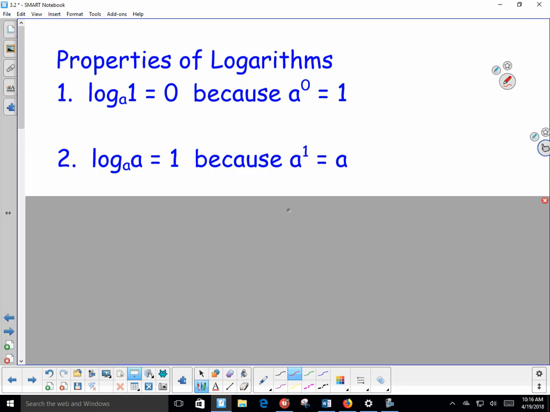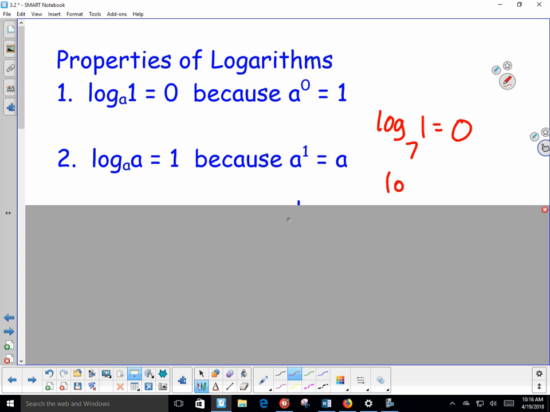Our next, let me just give an example here. So if I log to the base 7 of 1, that's going to equal what? 0. All right, how about this one? This is saying log to the base a of a is always going to equal 1. And that's because a raised to the first is going to get me to a. So for example, what is log to the base 6 of 6? 1, because this is saying 6 raised to what power gives me 6? Well, 6 to the first power gives me 6.